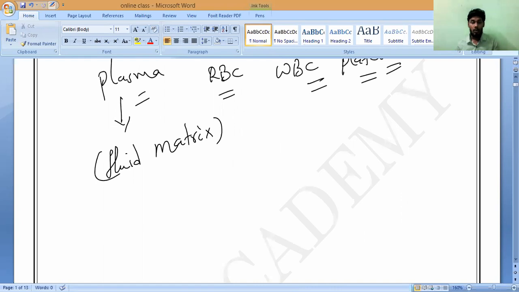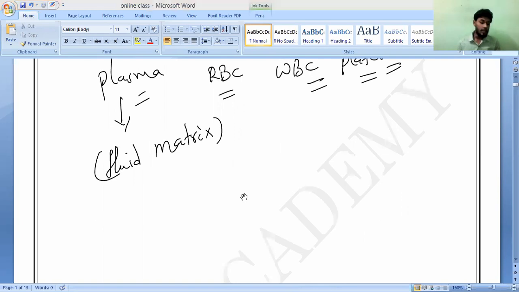Let us discuss one by one the components of blood in detail. Blood is a liquid, or I can also call it a fluid matrix, called plasma, with red blood cells, white blood cells and platelets floating in it. Correct or not? So blood means actually plasma, in which red blood cells, white blood cells and platelets are just floating. So we'll discuss one by one now. Let us come to the plasma.